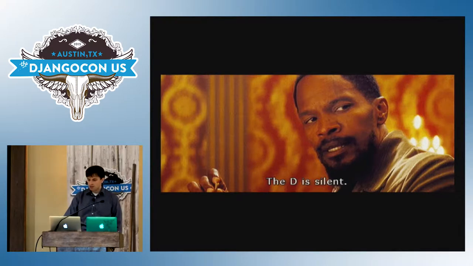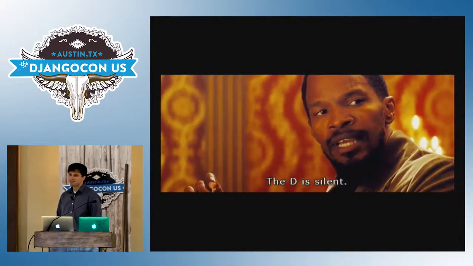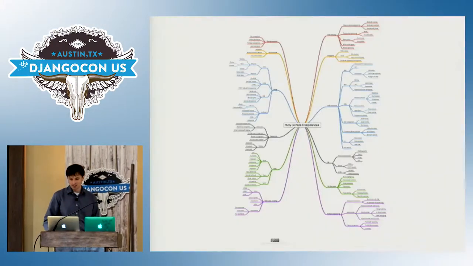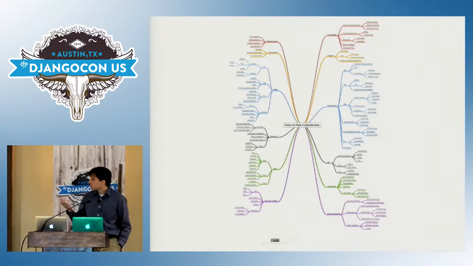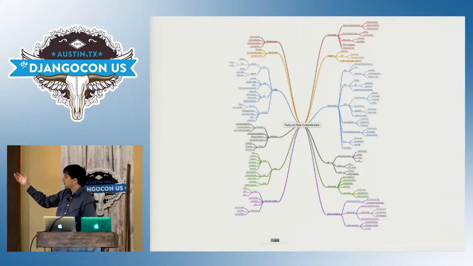Okay, so the first challenge, the D is silent, right? Okay, that's kind of an easy one. So it is pronounced Django. Okay, now what I think really is the challenge, we really can't possibly see this, right? No matter how big the projector is.